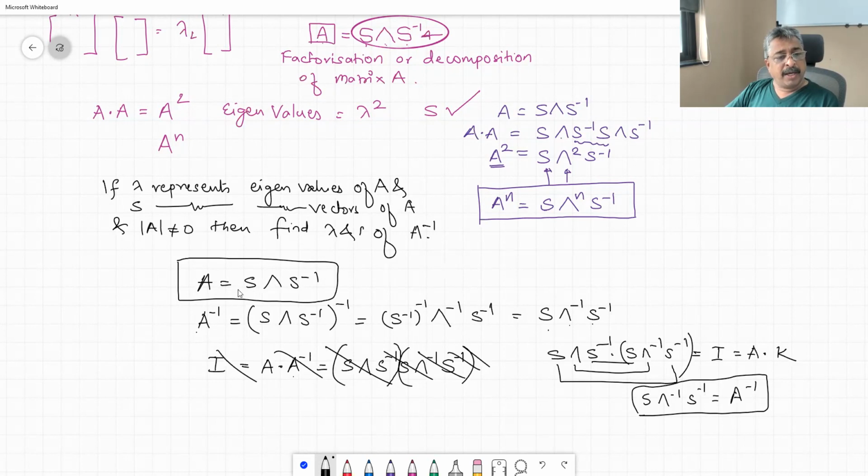Okay, A is equal to S lambda S inverse. So if we take inverse of both sides, A inverse is equal to the inverse of S lambda S inverse. While taking inverse or transpose, the reversal law applies, and therefore the sequence of all matrices is flipped. So S inverse inverse, lambda inverse, S inverse, which becomes S into lambda inverse into S inverse, which is A inverse, and this is in the same form, and therefore eigenvalues of A inverse are reciprocal of eigenvalues of the original matrix. That is what we have proved.